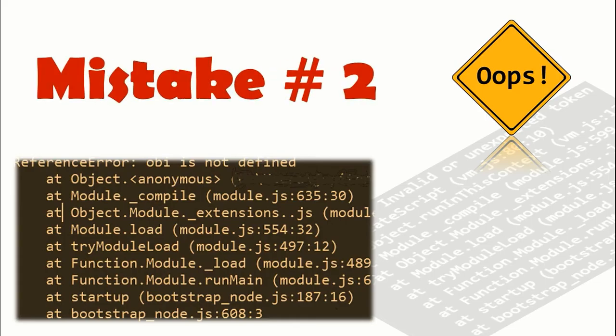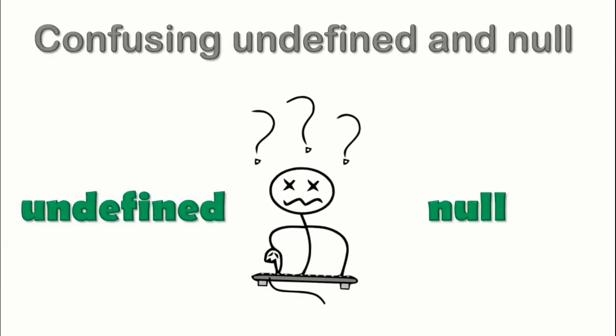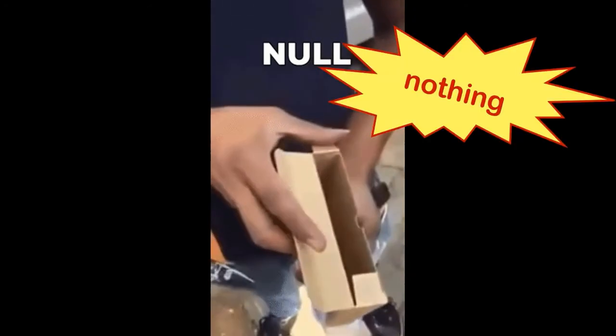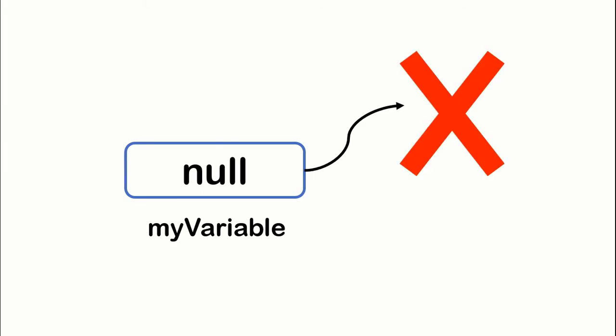Mistake number 2. Confusing undefined and null. See, in other languages, you can set null to variables in order to make them empty, no value, pointing to nothing, and also cannot be referenced as an object.